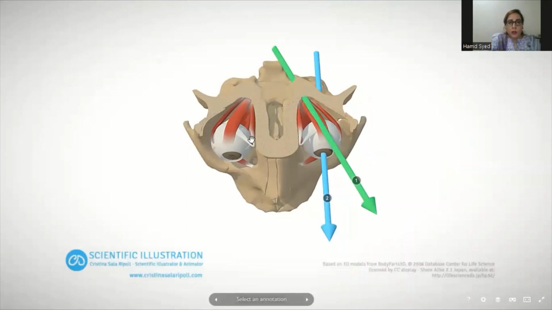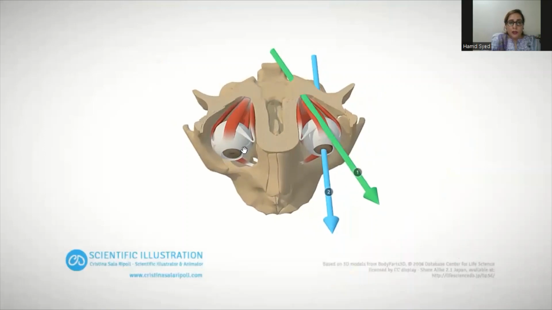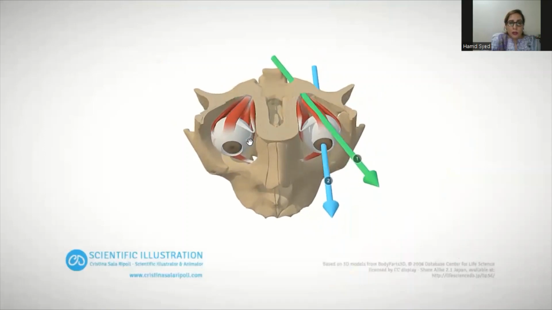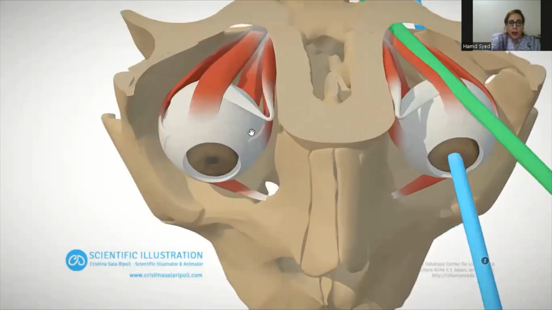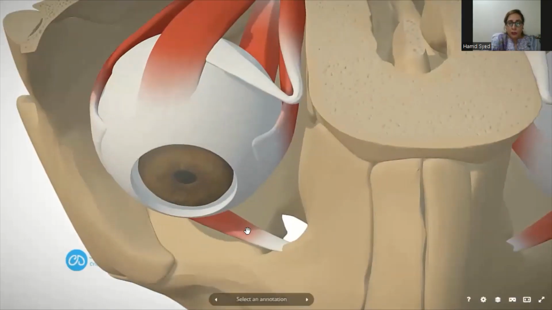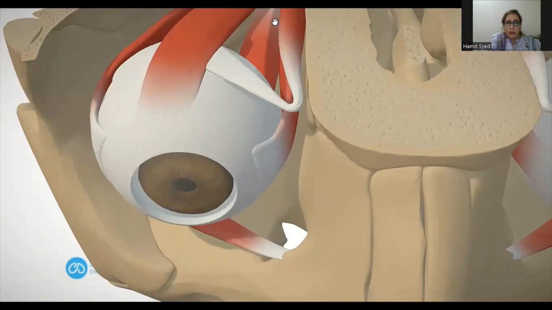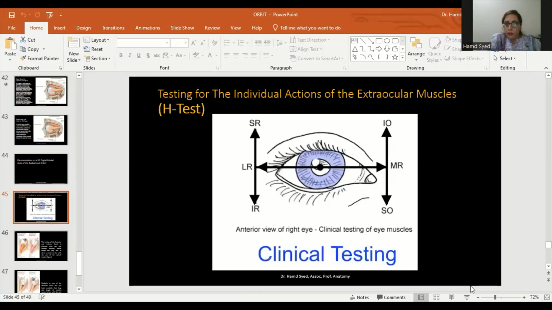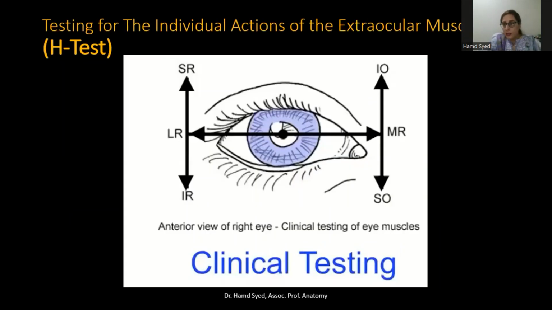This is the superior oblique. And over here, we can see the inferior rectus. And this was the medial rectus. And this here is the inferior oblique. So now that we've understood the orientation and the situation of these extraocular muscles in a 3D model, we can come back to our PowerPoint slides and we will talk about the clinical test of the extraocular muscles.